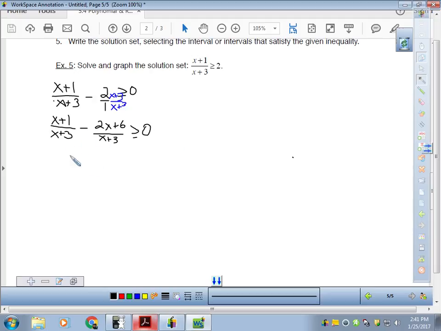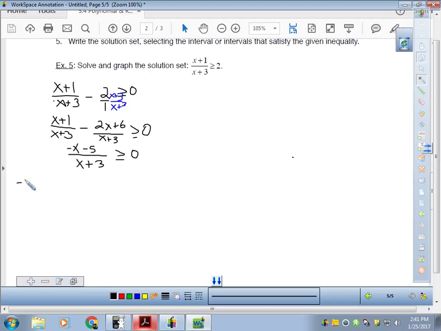Now that they have the same denominator, they can be combined together. So I copy down the denominator, x plus 3, and then on the top, I just perform the subtraction. So x minus 2x gives me negative x. 1 minus 6 gives me negative 5. That's greater than or equal to 0. So now I've finished step 1. I have 0 on the right side. I have a single quotient, a single fraction on the left.